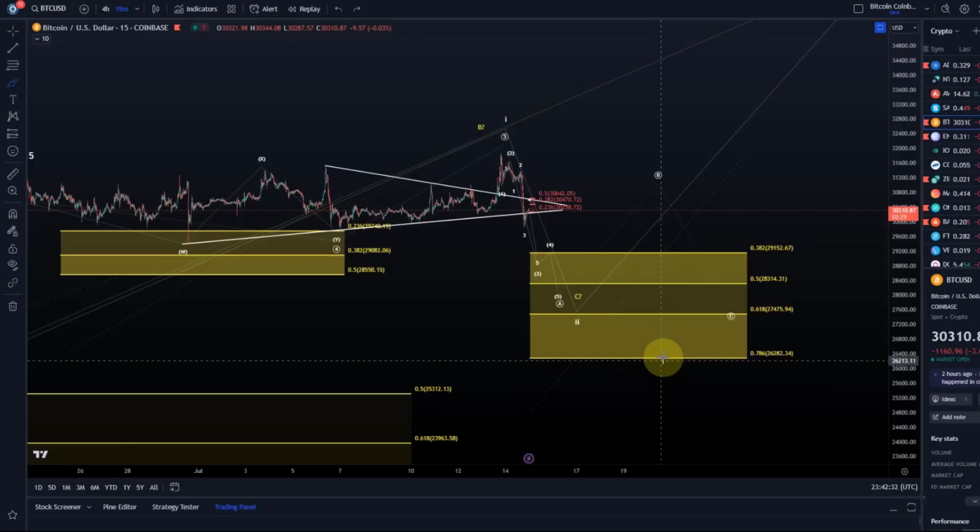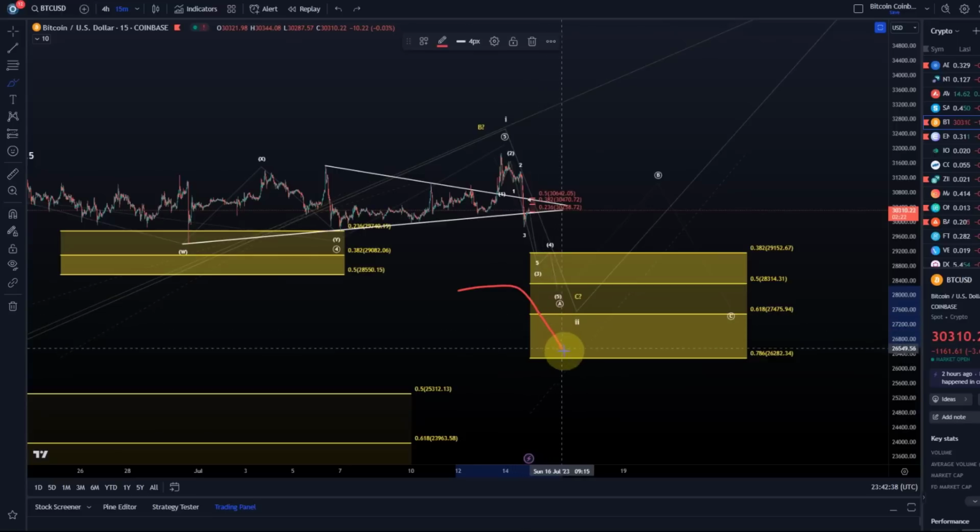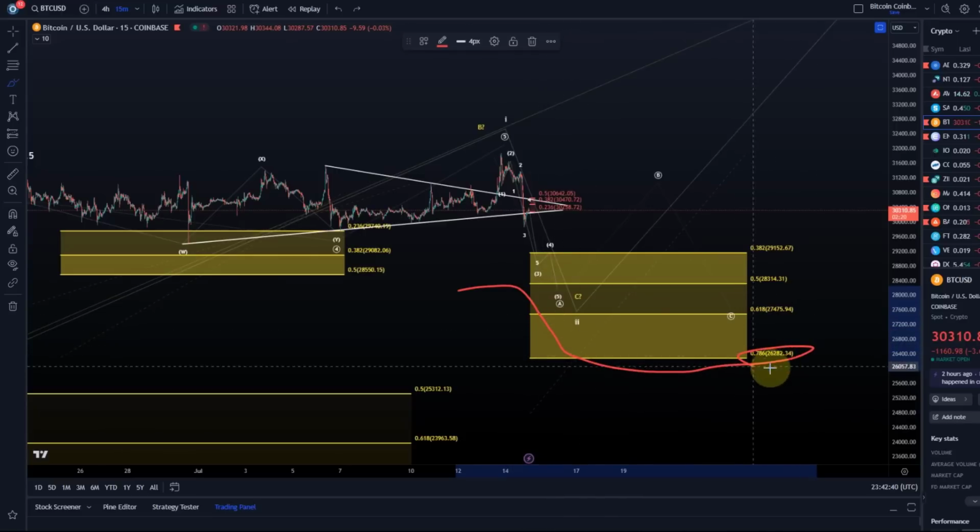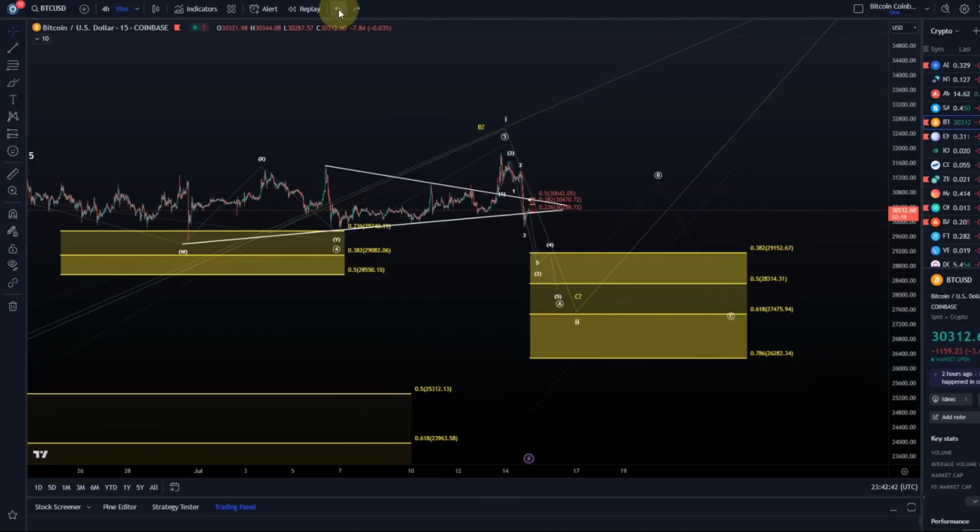But of course, that doesn't mean that price will not break below support. Of course it can, but not in this scenario. We would then need to look at something more bearish if this support area really breaks. But that's the situation at the moment on the Bitcoin chart.